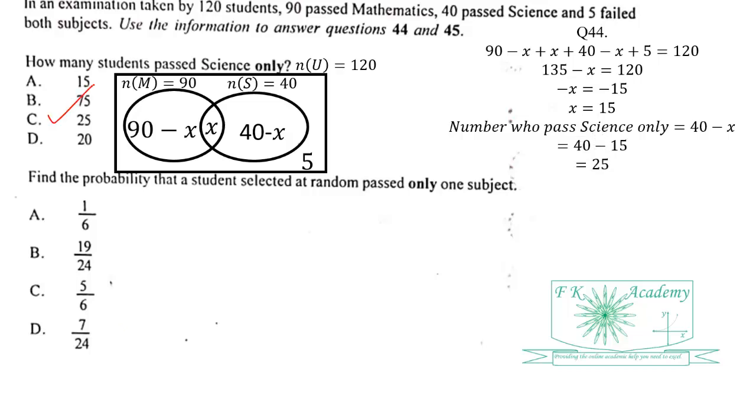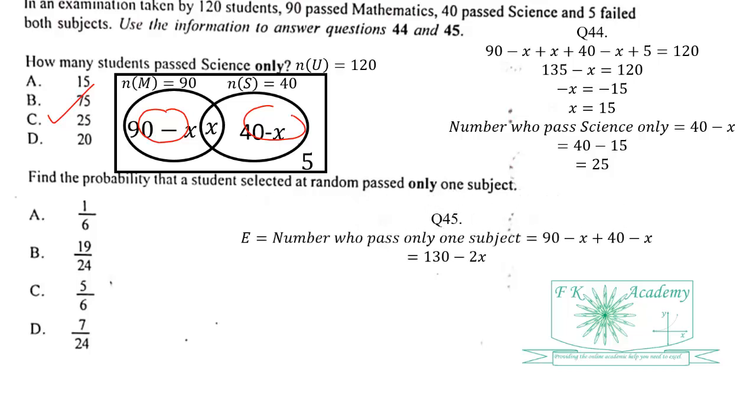Find the probability that a student selected at random passed only one subject. Only one subject is this and this. So we substitute x to get 100. Then the probability will be 100 over 120, which is 5 over 6.